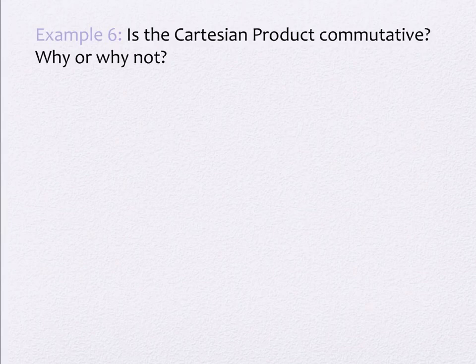Is the Cartesian product commutative? Why or why not? So if you remember, commutative means you can change orders of things. For example, multiplication, which we'll get to more of later, but multiplication is commutative. 5 times 3 is 3 times 5. So is the Cartesian product commutative?